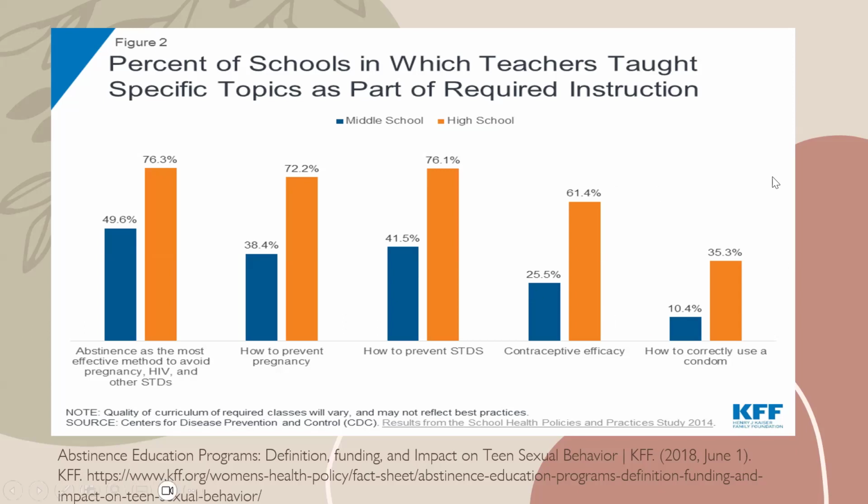If you look here, I just wanted to go to the one all the way here at the right. So this is how to correctly use a condom. In middle school, only 10% of them were taught how to use a condom. And then 35% for high schoolers who are in that age group where they are starting to be sexually active, if not already. So only 35% of them felt like they were taught how to correctly use a condom. This was obtained from the CDC, the Centers for Disease Control and Prevention.